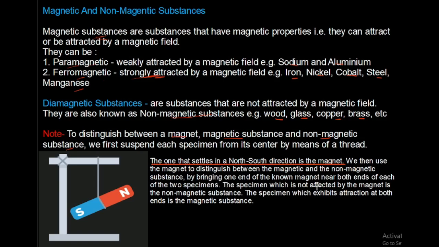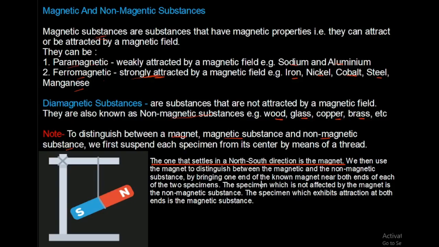Now, the specimen which is not affected by the magnet is non-magnetic. Remember, non-magnetic substances are not affected by a magnetic field. So the specimen which is not affected by a magnet is a non-magnetic substance. The specimen which exhibits attraction at both ends, or is affected by the magnetic field, is a magnetic substance. So this is just how to distinguish between a magnetic substance and a non-magnetic substance.